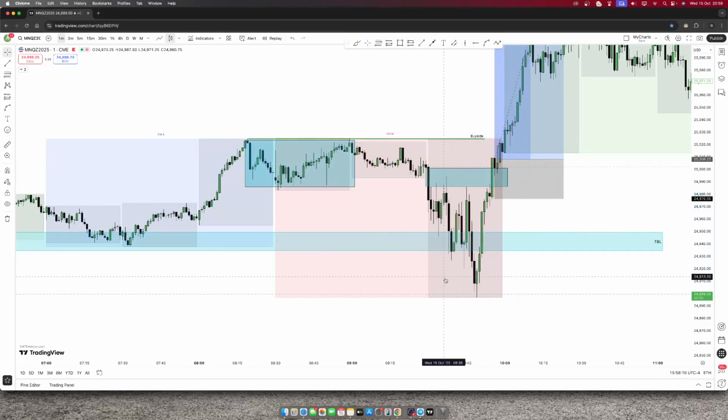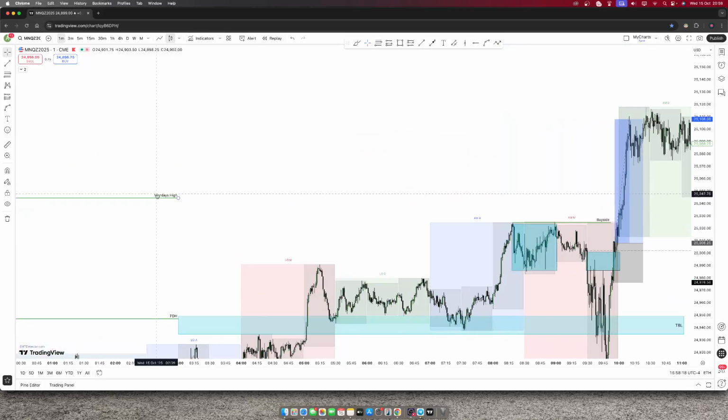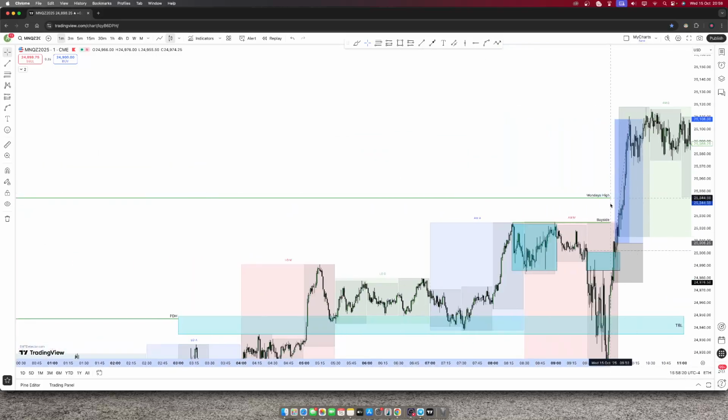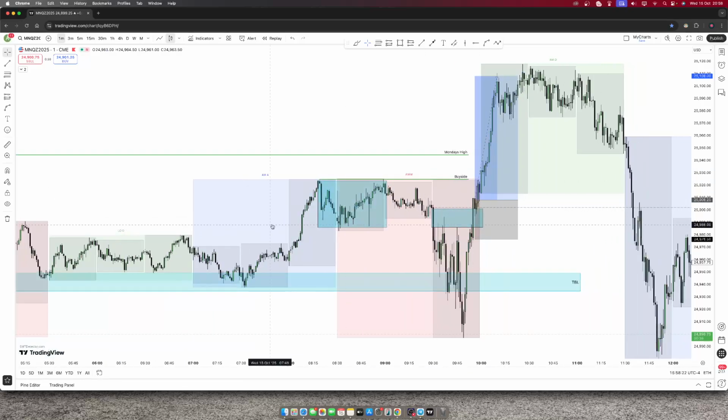Now we're going to get into how we knew that price was about to reverse here, and why I ended up entering quite late in this range, but I still thought it was a valid setup. So if we have a look at what price was doing as price was dropping.